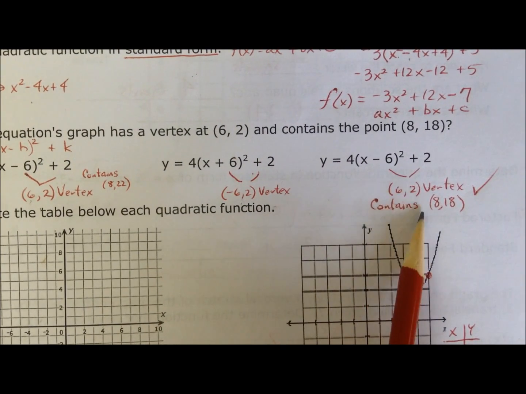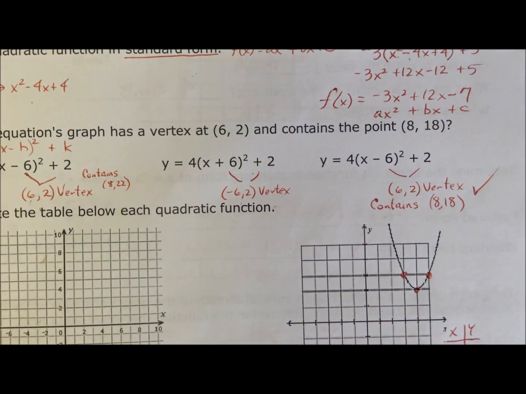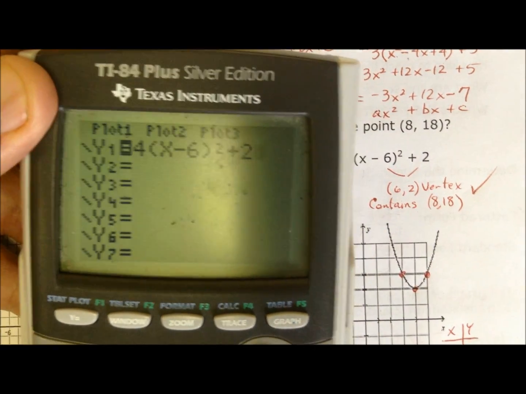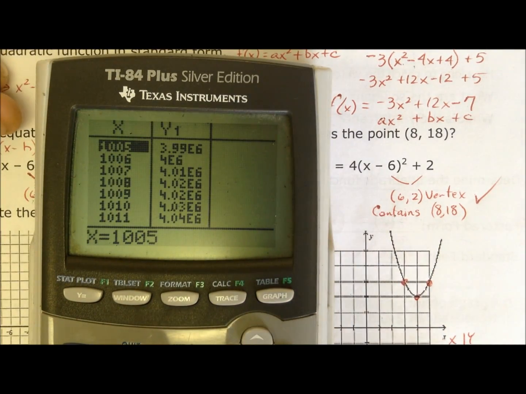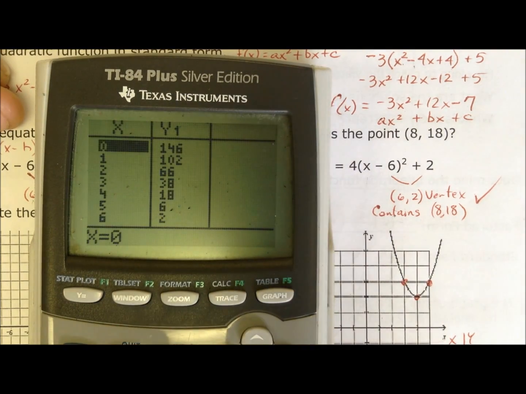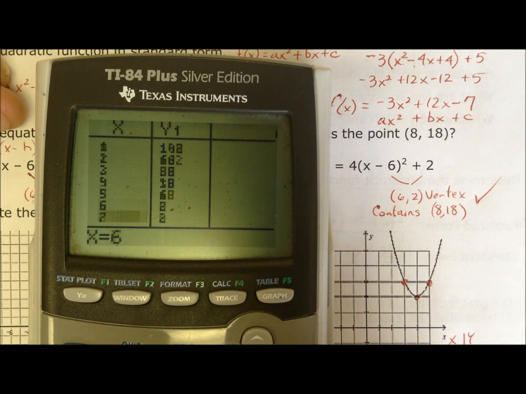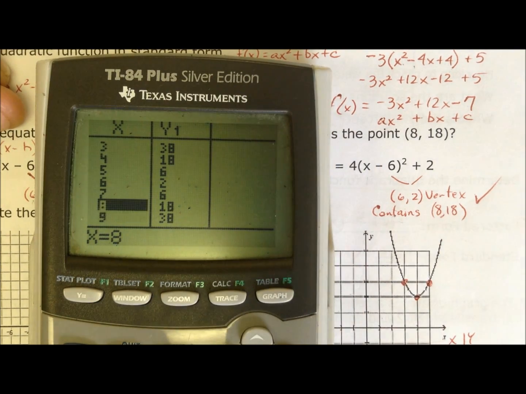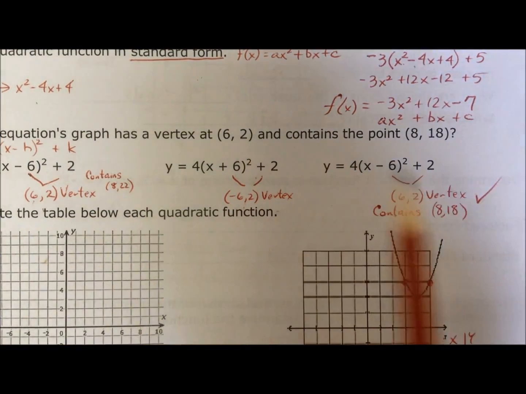So what we can do now is type this in our calculator, go to the table, and see if we have the point (8, 18). And there it is right there. So the only one that fits the bill of the question is this one right here.